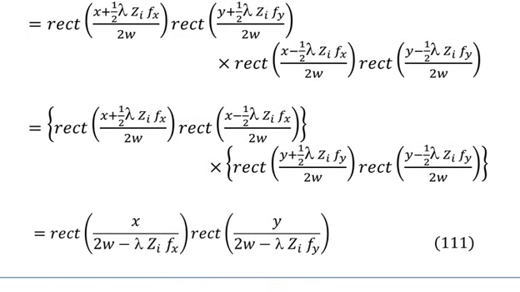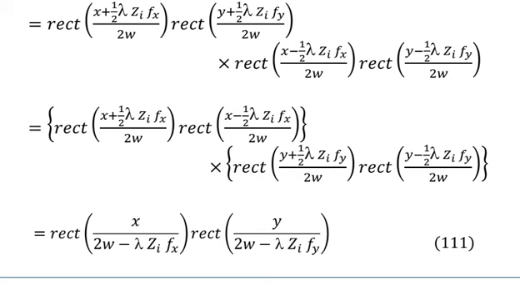So you see that here in this step we have combined the two rect functions with the x coordinate, the fx values or fx space variables, and in the second we are combining the two rect functions having y variables. And so we have the two sets of rect functions contained in the curly brackets. So from the first curly bracket we can write the single rect function, that is the rect of x divided by 2w minus lambda z_i f_x. And in the second curly bracket, the two rect functions can be combined into a single rect function, rect of y over 2w minus lambda z_i f_y.